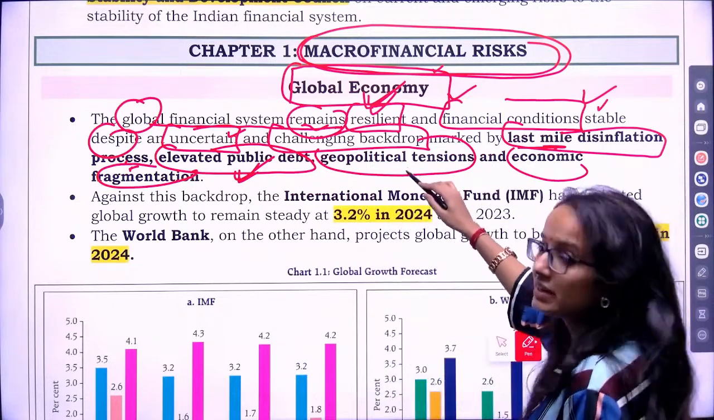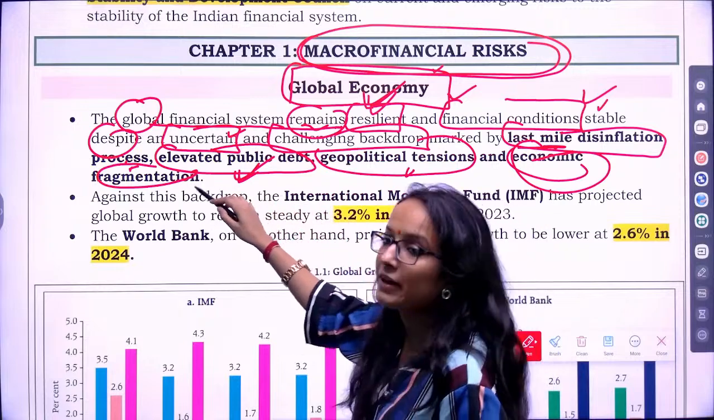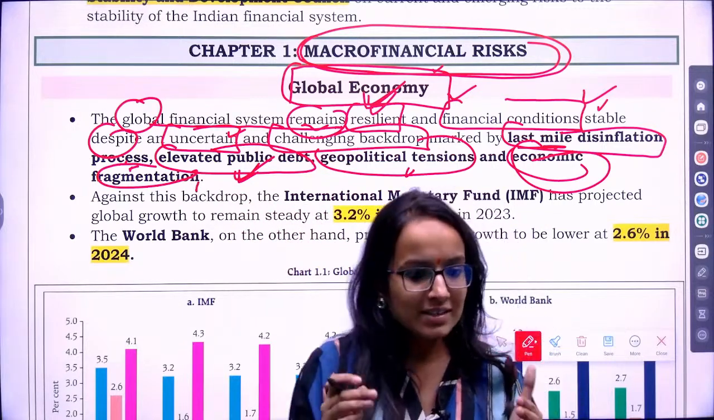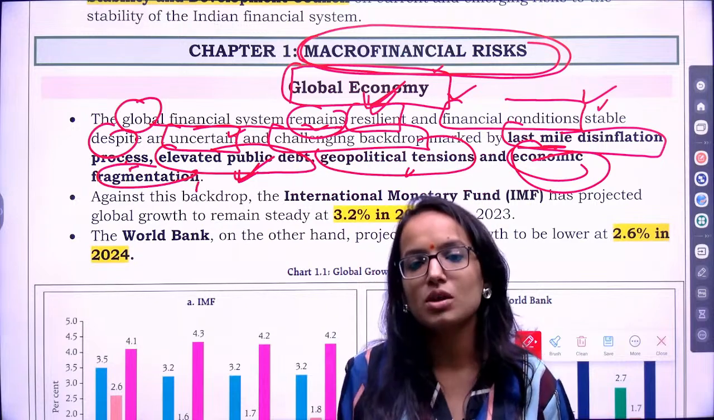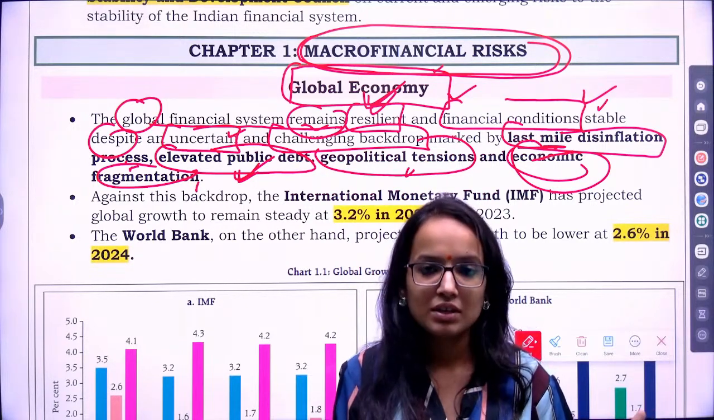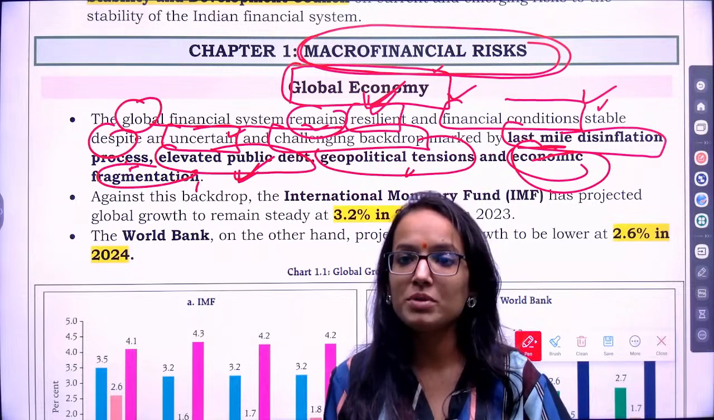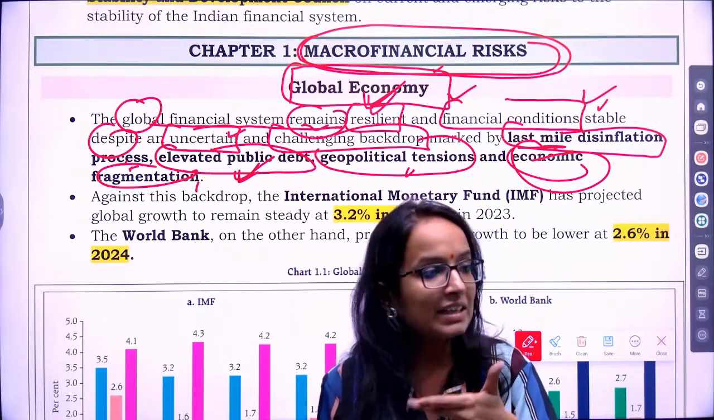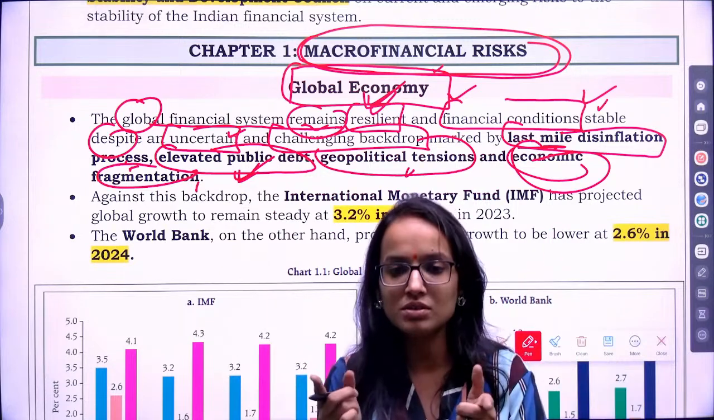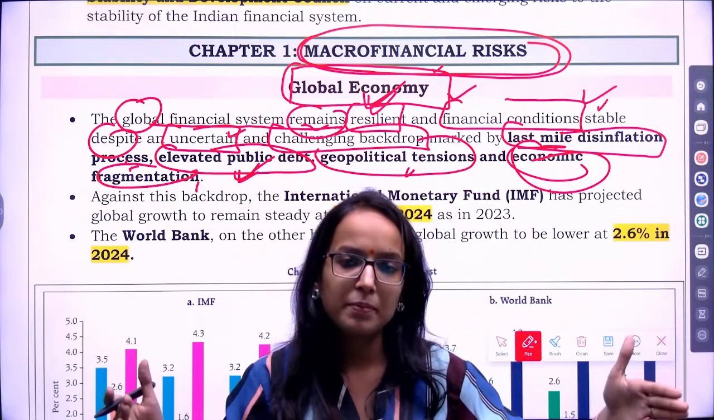Next, geopolitical tensions, as we have discussed. Next, economic fragmentation. There are certain regions of the world, you know, global north and global south, as we say. There are certain advanced economies. There are certain economies which are in the process of emerging markets. They are actively engaged in the global value chains. There are certain developing economies. This economic fragmentation is there.